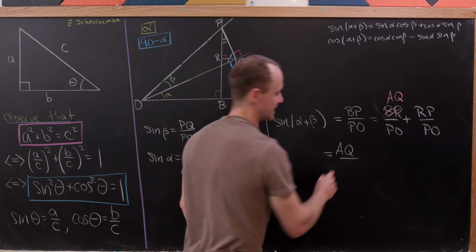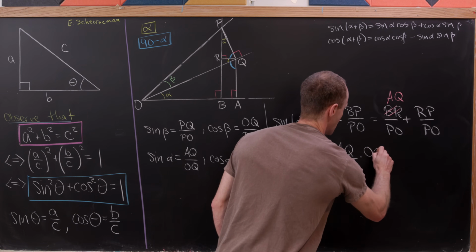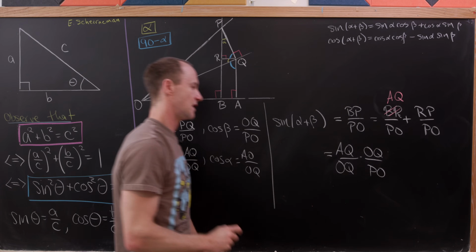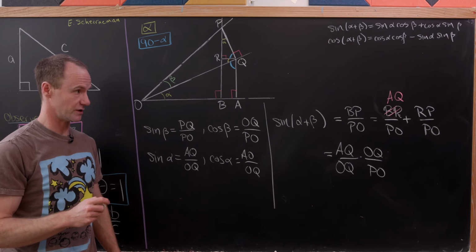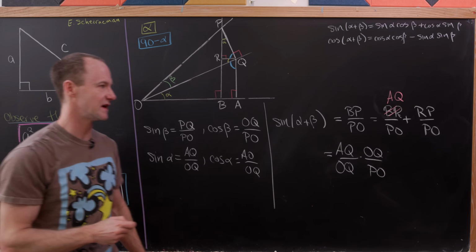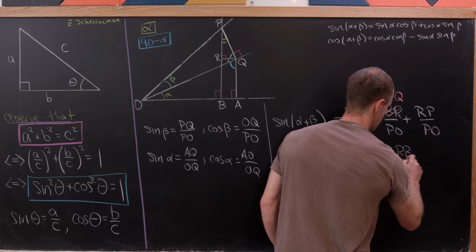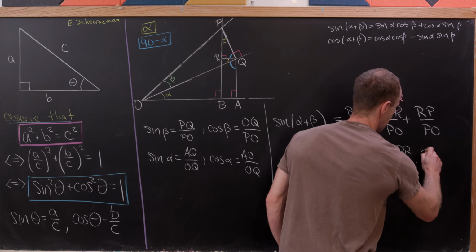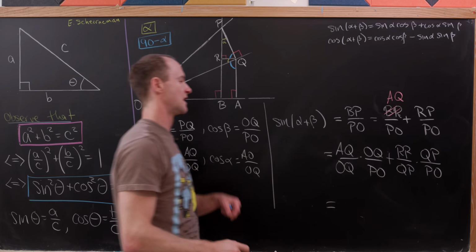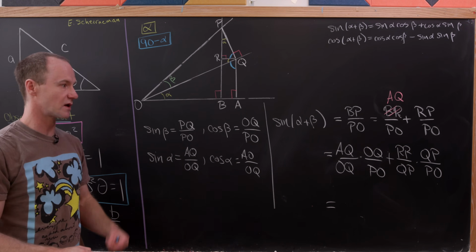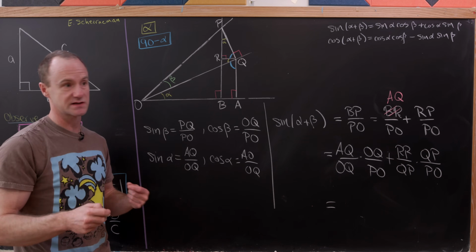Well, my first one is going to be AQ over OQ times OQ over PO. Again, I just multiplied by OQ over OQ, so the length of that line segment OQ. Now I'm going to do the same thing in this next one, but now it'll be QP. So here we'll have RP over QP times QP over PO. So we've got something like that. And now we really just want to look at all of those ratios and write them as trig functions.